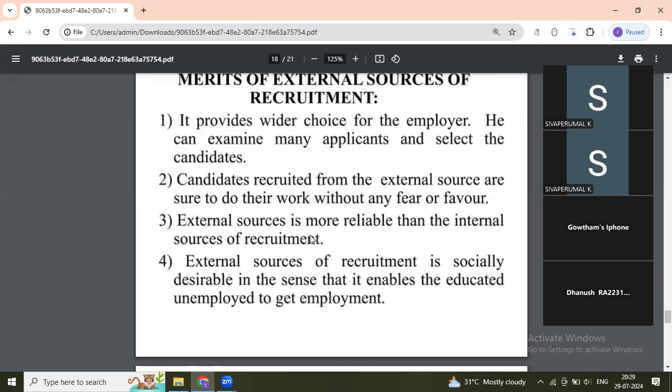And the third point is that external sources are more reliable than internal sources of recruitment. Yes, of course, because when you are going for internal sources of recruitment, people will be known. People will know about that person, so according to those known persons, people will influence them and they get the higher job. Whereas if you go for external sources, we don't know how many people they know. It is very rare to know any person. So we choose external sources as more reliable than internal sources, right?